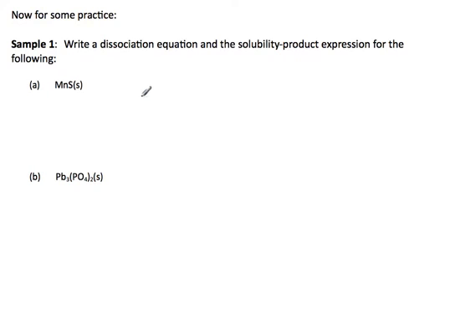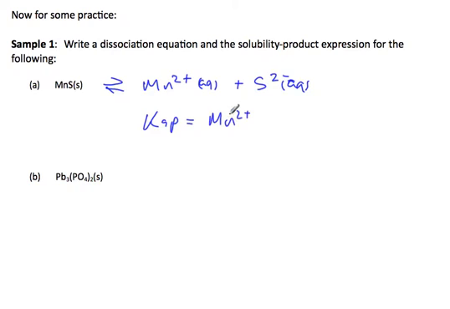Before we get started, let's have a little practice. Write a dissociation equation and solubility product expression for the following. First, manganese 2 sulfide: MnS yields Mn2+ aqueous plus S2- aqueous. That's the dissociation expression, and the equilibrium expression is Ksp equals the Mn2+ concentration multiplied by the S2- concentration.